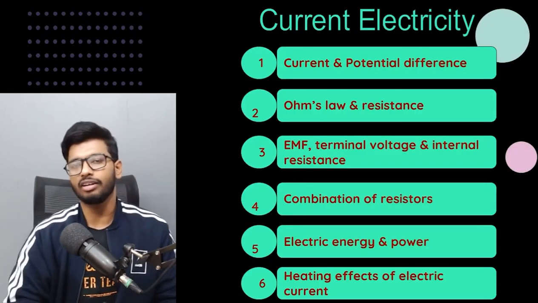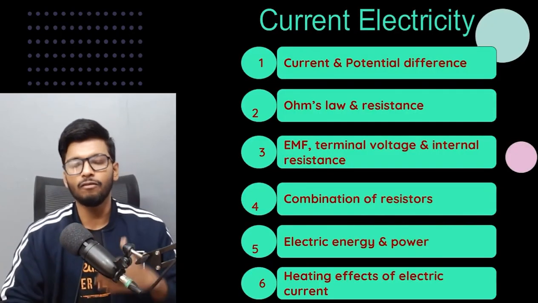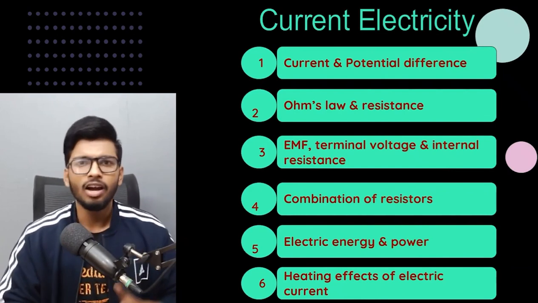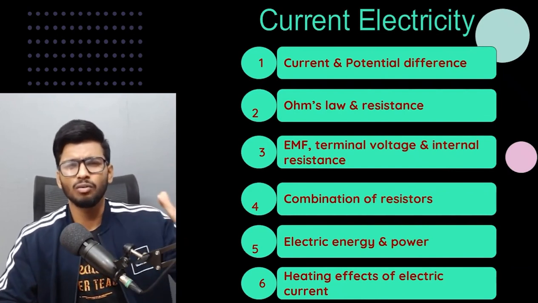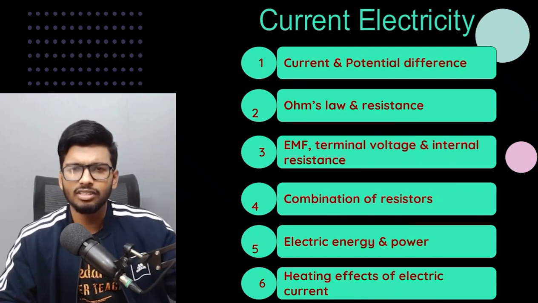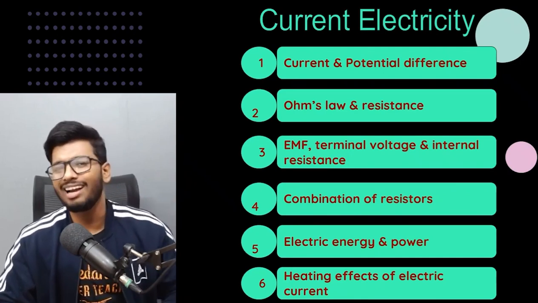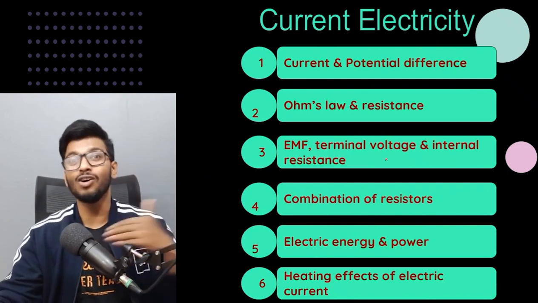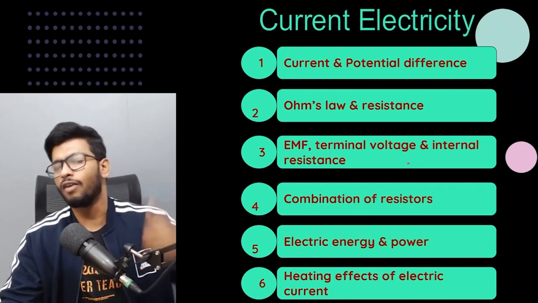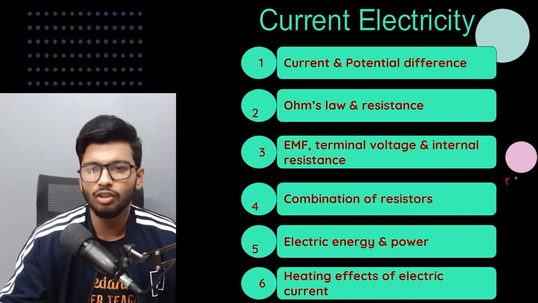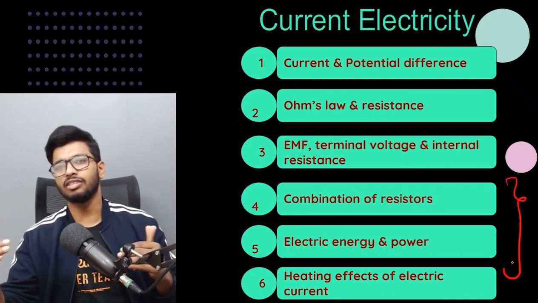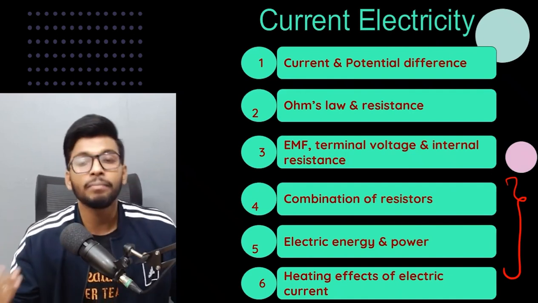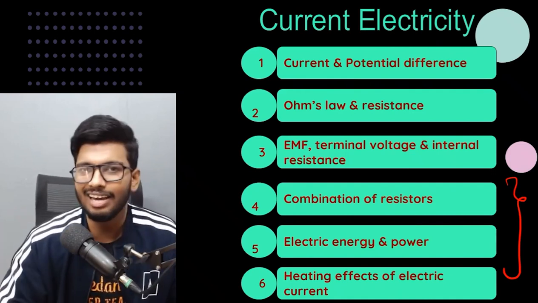What we're going to do in today's session is going to be very simple. If you guys remember, in the last video that came out for ICSE students, we had done the first part of current electricity. In that first part, we learned about what is current, what is potential difference, what is Ohm's law, what is resistance, what is EMF, terminal voltage, and internal resistance. In today's session, we're going to cover the rest of the chapter. So we'll be completing the whole chapter of current electricity in the next 45 minutes to 1 hour, where we'll talk about what are the combinations of resistors, what are the formulas I need to remember, electrical energy and power, and heating effect of electric current.